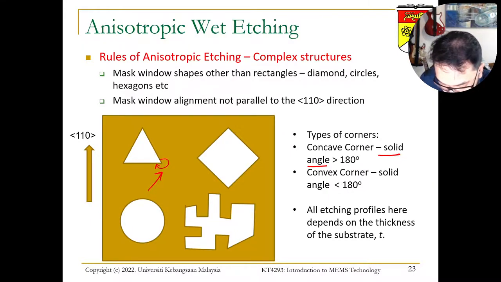So from here to there, it's definitely more than 180 degrees, right? So here we say that this is a concave corner. This also must be a concave corner. This also must be a concave corner.